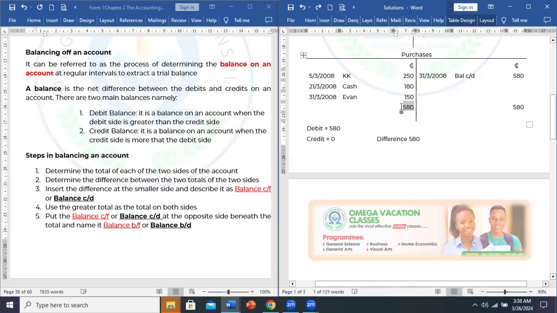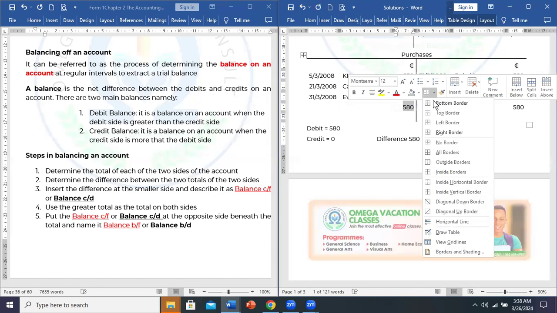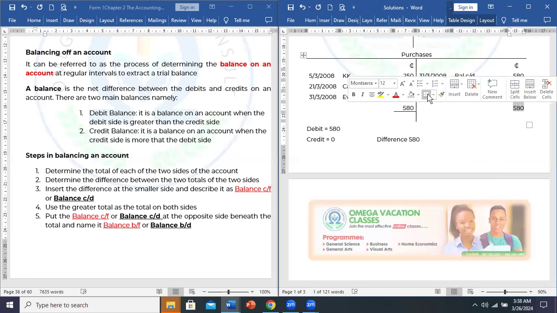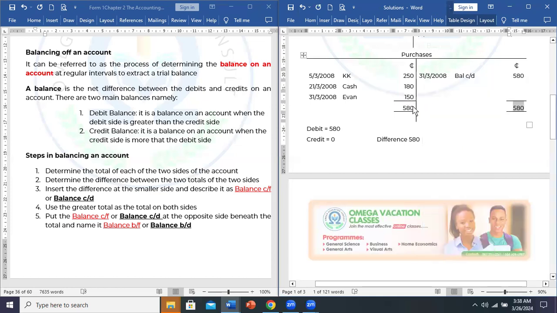So I need to underline this total. Okay. Now, even the lines under the figure should be done twice like this. Okay, you have to underline it twice like this. Okay. Then after you have brought in the total, the carry down should go to the opposite side under the total. So it will come here 580.